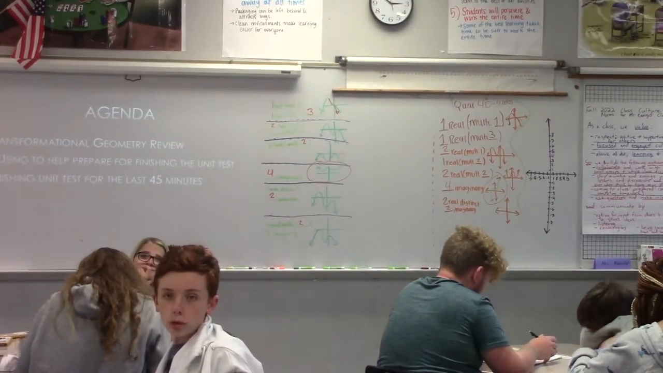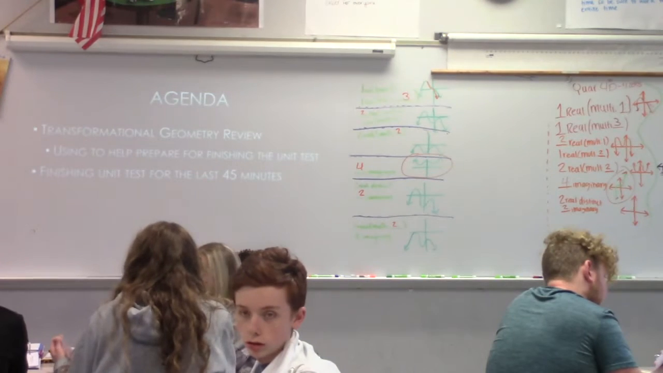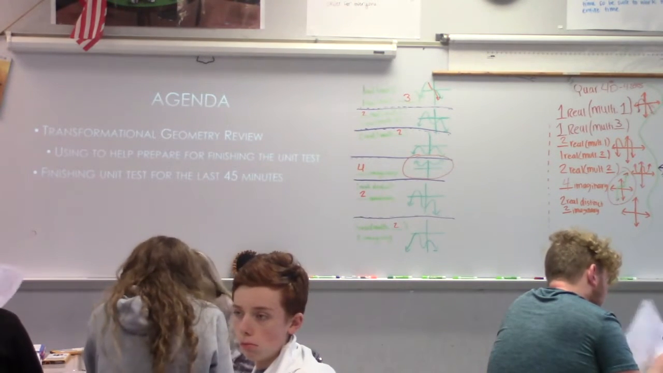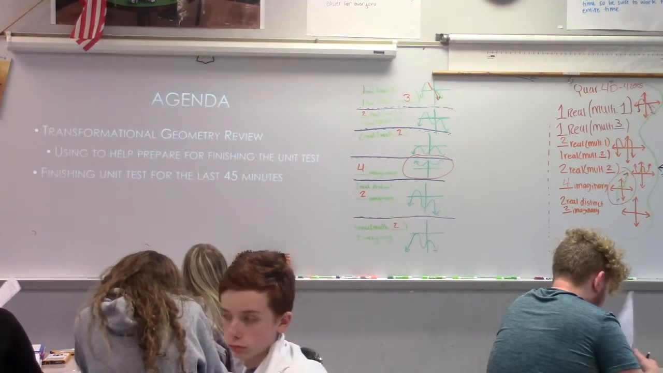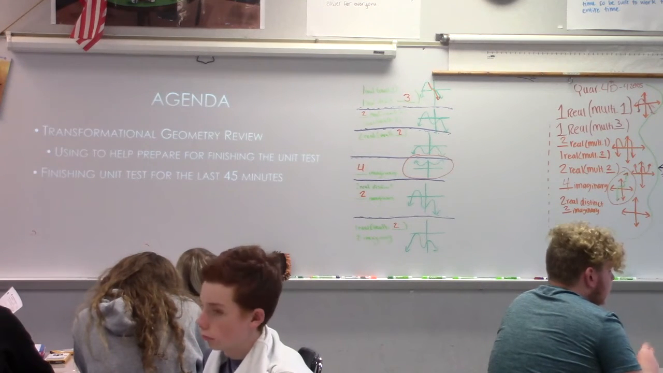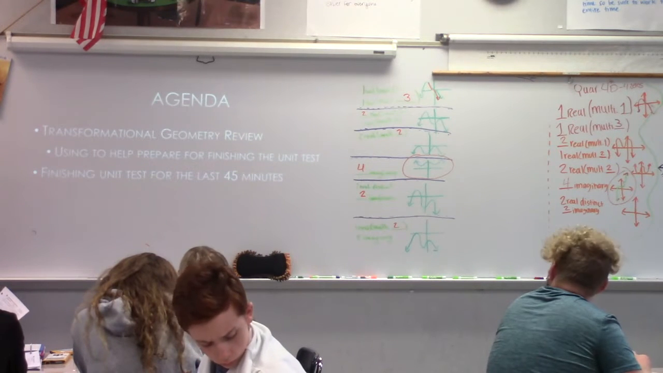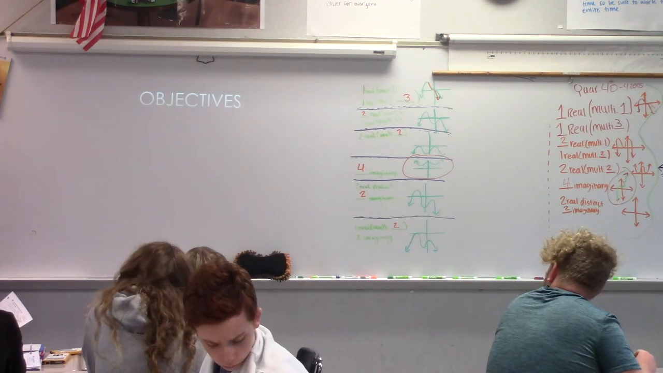the rigid transformations, which are also called isometries, and we'll look more at those. And so the different rigid transformations are translations, rotations, and reflections, but remember they're called rigid transformations. Last 45 minutes of class, you're going to be able to work on your test.